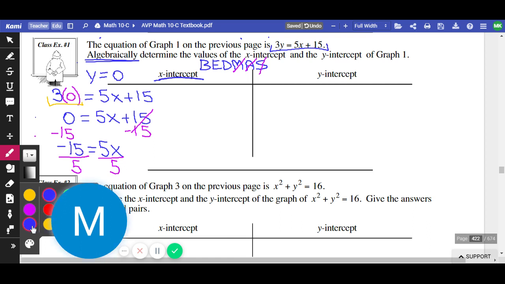On the right side, our 5's cancel out. On the left side, you need to calculate negative 15 divided by 5. When you put that in your calculator, you're going to end up with negative 3. And on the right side, all you have left is x. You've now figured out where your x-intercept is. Because when y equals 0, x equals negative 3. My x-intercept is at negative 3, 0.